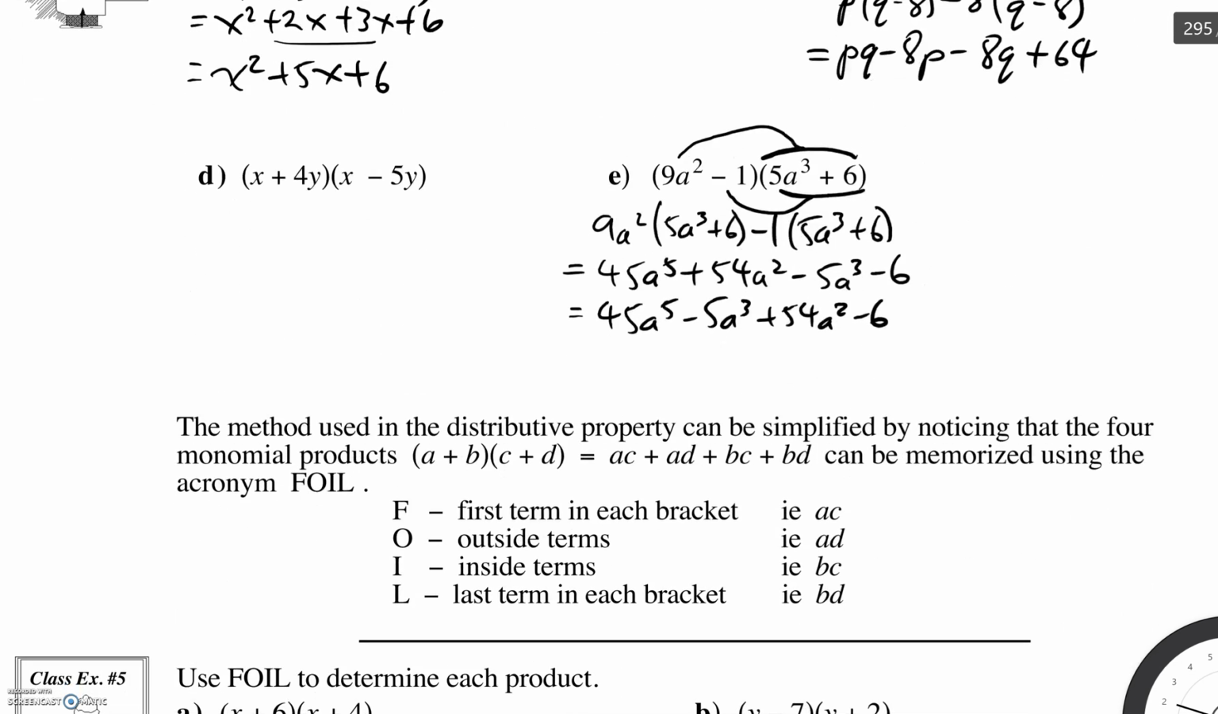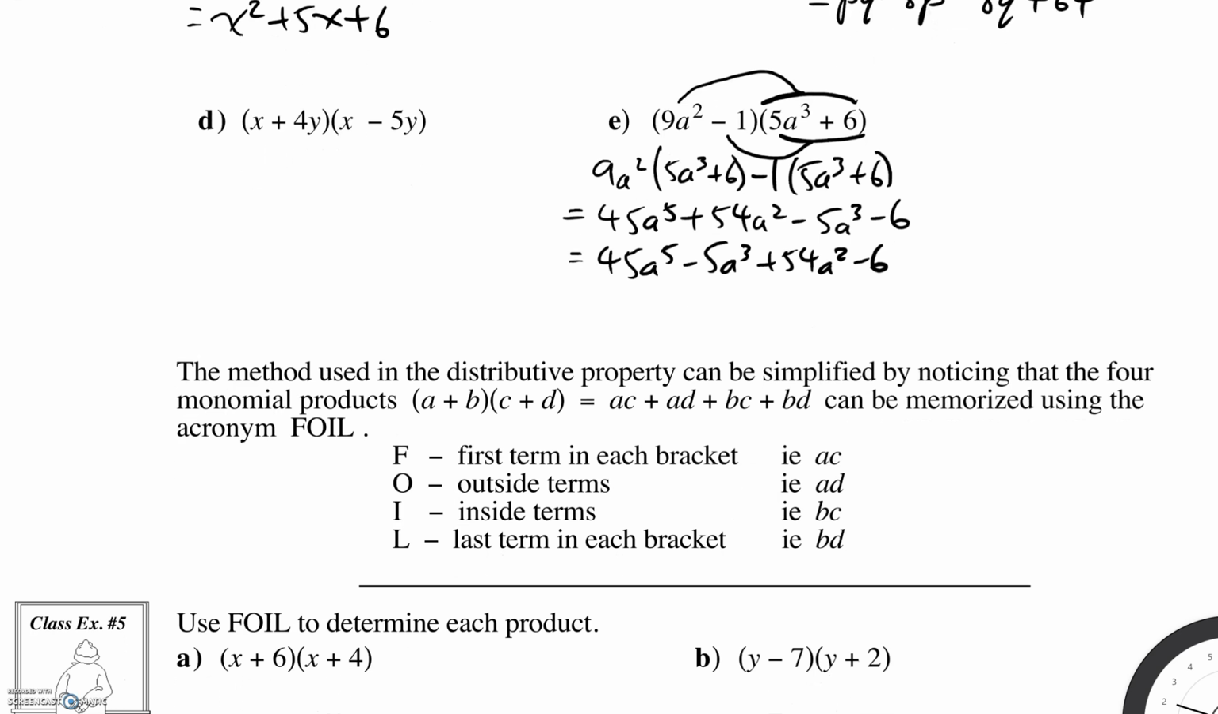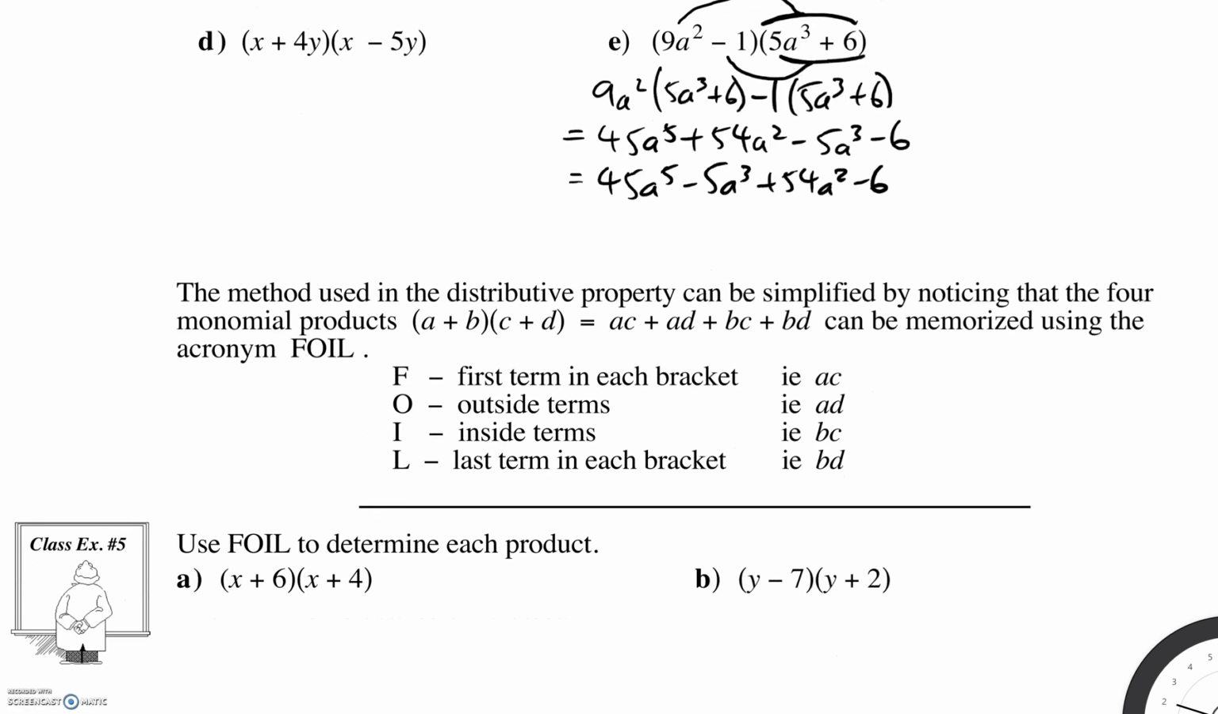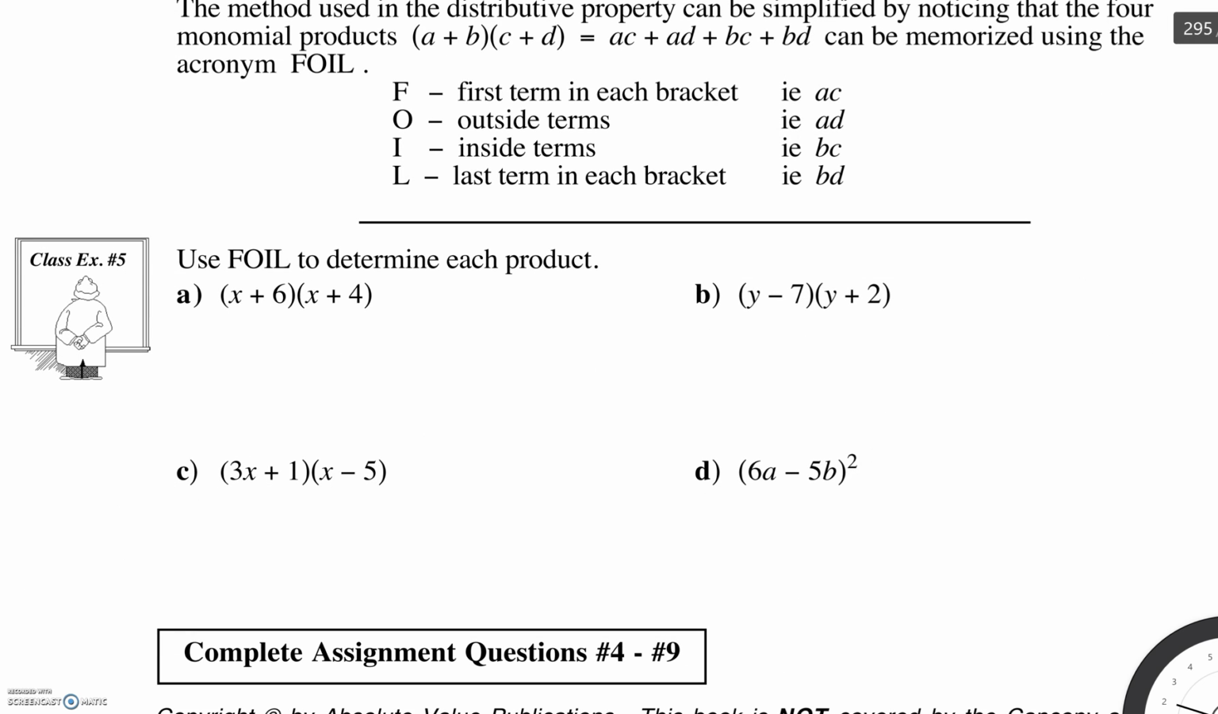Okay, for this one, it says you can use the distributive property, and they have an acronym for it, and it's called FOIL. So we'll do class example number 5a. So if you're a FOIL, you say first, then we do the outside, and then we do the inside, and then we do last. So x times x is the first, x squared. The outside is x and 4 is 4x. The inside is 6x. And the last terms, 6 and 4, gives you 24. You collect the like terms here. You get x squared plus 10x plus 24. Okay?